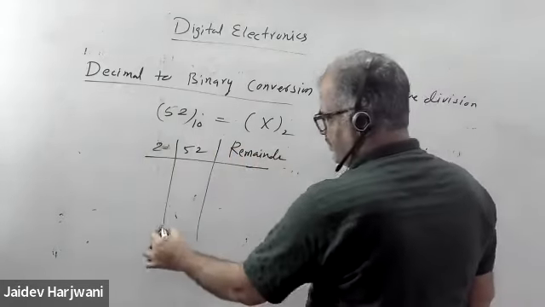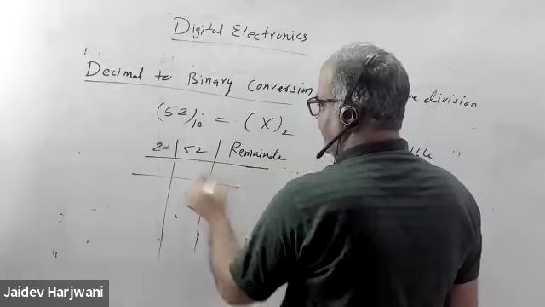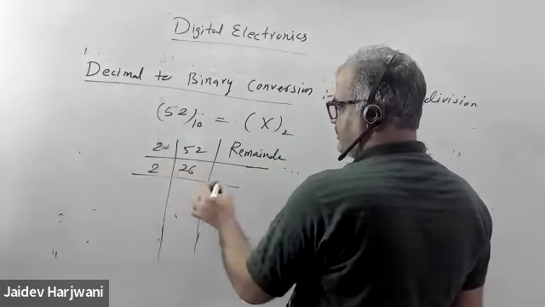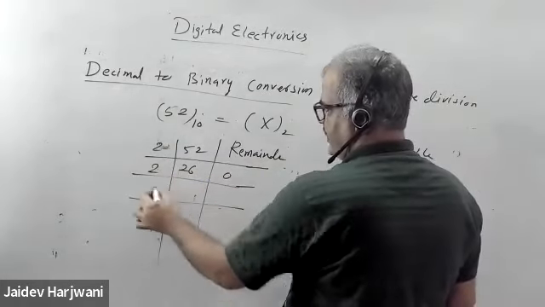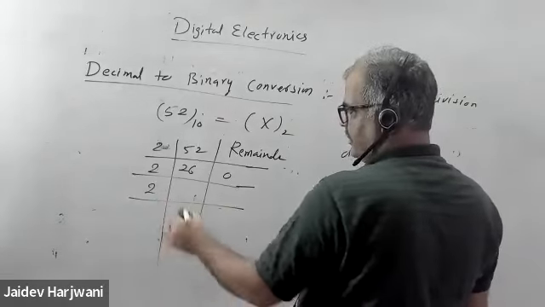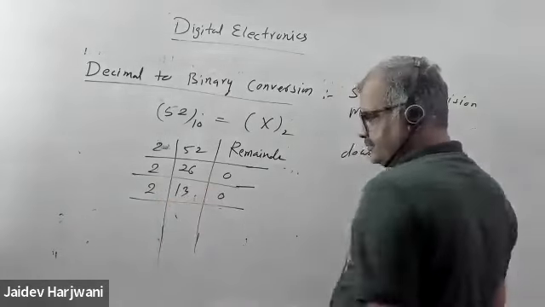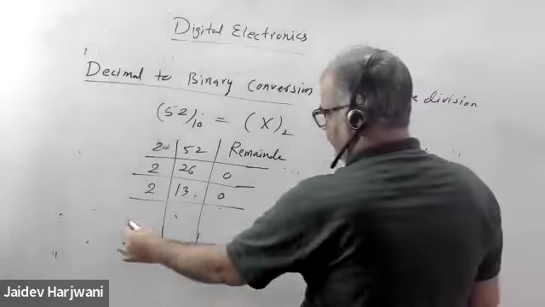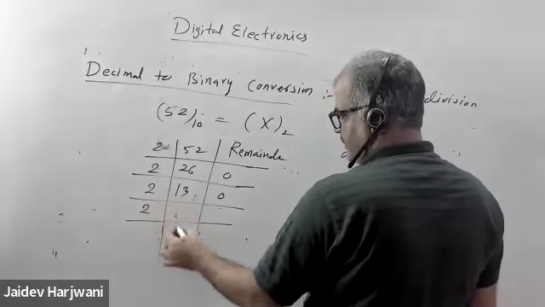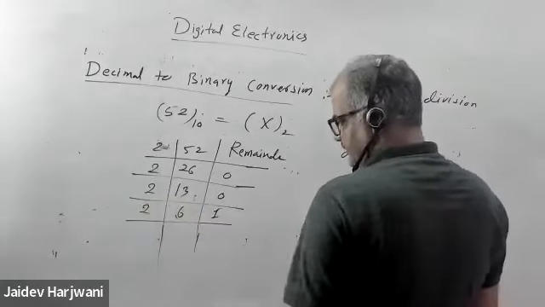Suppose I divide by 2, I'll get 26, remainder will be 0. If I divide 26 by 2, I'll get 13, remainder will be 0. If I divide 13 by 2, I'll get 6, remainder will be 1.